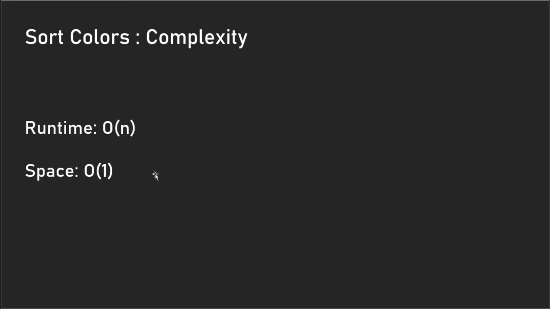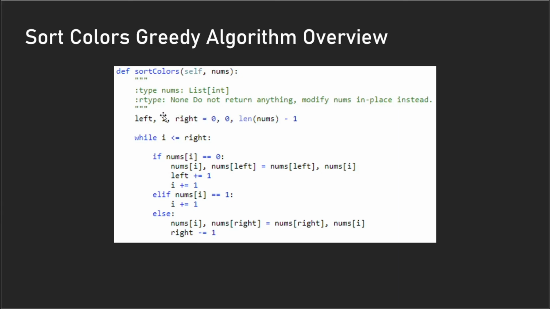The complexity of this algorithm is O(n) runtime, because you're just looping through the array once, and space complexity is actually O(1). So why is it O(1)? It's O(1) because we're modifying everything in place, and we are not allocating any new arrays or any new data structures, except for our pointers, which is just constant.